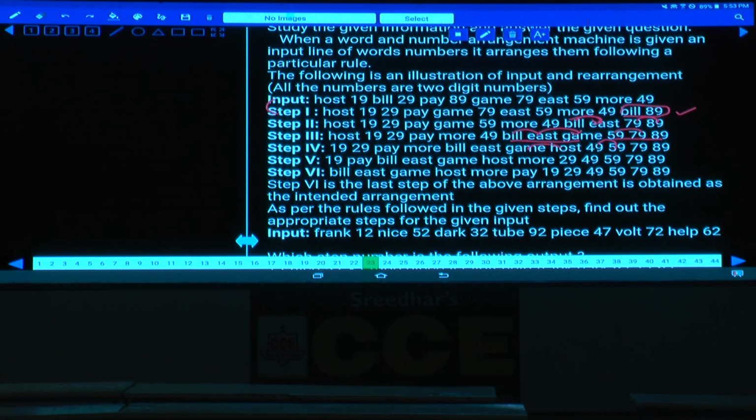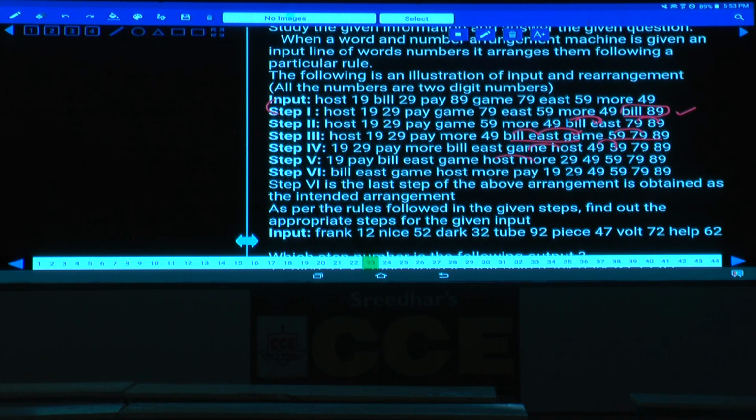Are you following this one or not? Next one. After this host, more. And before this 49, 29. After this more, pay. And before this 29, it will be 19. And this is how these elements were arranged.